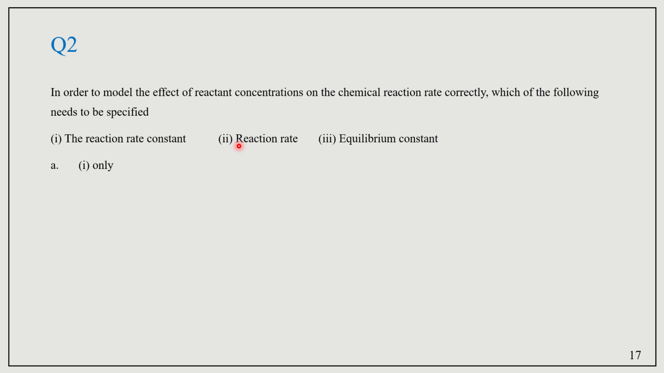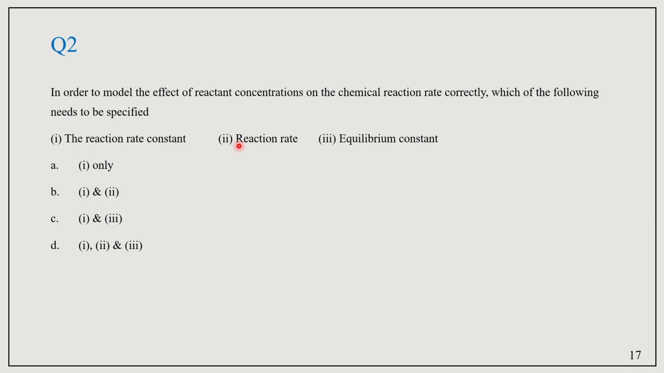So options are option A, 1 only; option B, 1 and 2; option C, 1 and 3; option D, 1, 2 and 3. In this question we are asked to find which of the factors actually needs to be specified for us to model the effect of reactant concentration on the reaction rates, on the chemical reaction that is taking place inside the system. So first one is reaction rate constant. We know now that we need to specify the reaction rate constant. So option 1 is true.